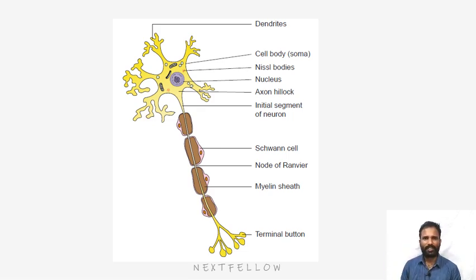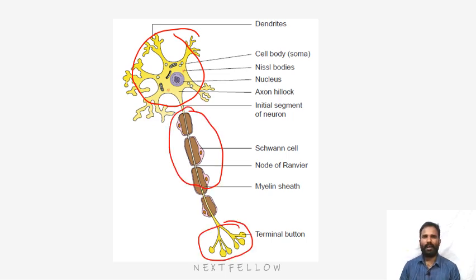So here is the neuron with a cell body. Here is the cell body, this is the axon and this is the terminal. The cell body will have dendrites, and the soma will have Nissl bodies or Nissl granules, which are rough endoplasmic reticulum concerned with protein synthesis, and it contains a nucleus. The origin of the axon from the cell body is called the axon hillock and the continuation is called the initial segment.